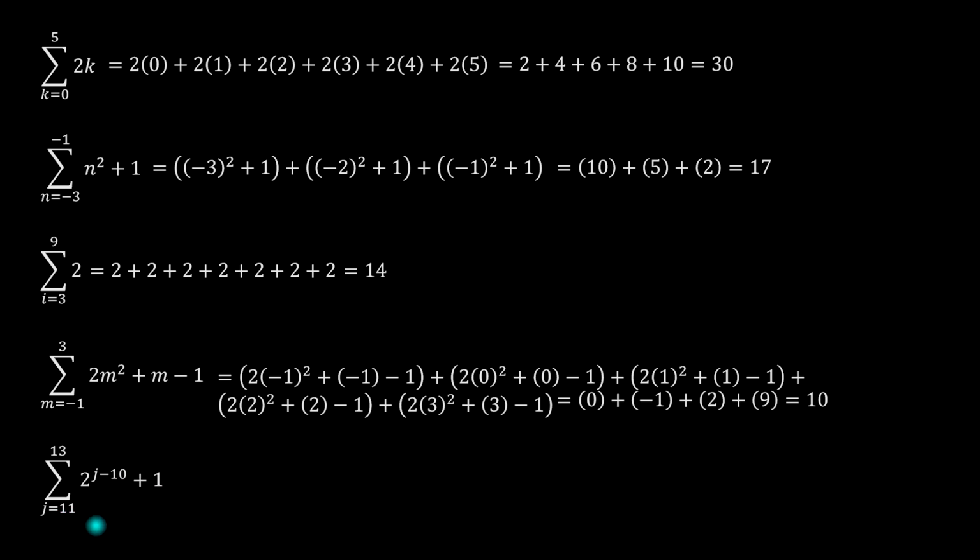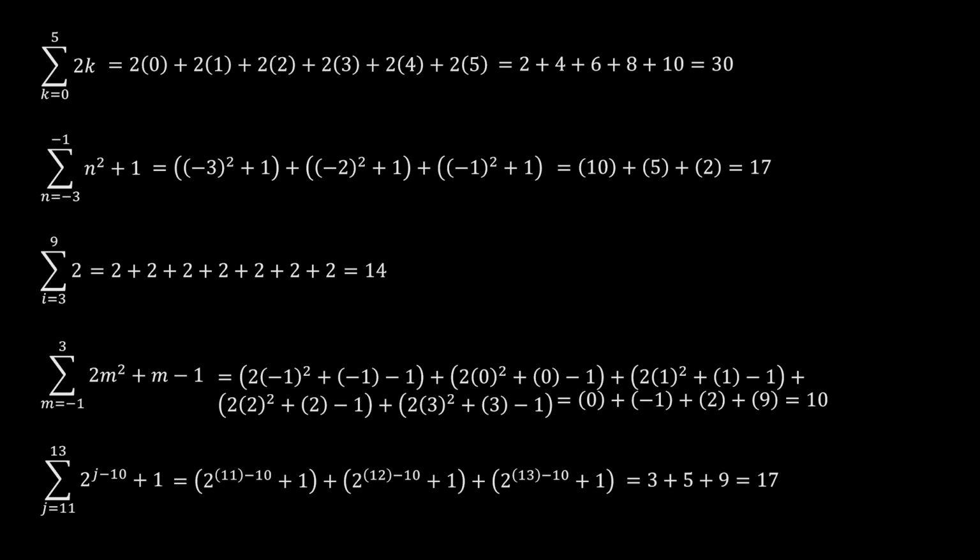Then I increase j by 1, so j is 12. Plug in, running sum, I'm going to get something that looks like this, right? So again, here is my j is 11 version, my increase by 1, so I get j is 12, increase by 1, j is 13, and I have this running sum, which gets me 3 plus 5 plus 9 is 17, okay?